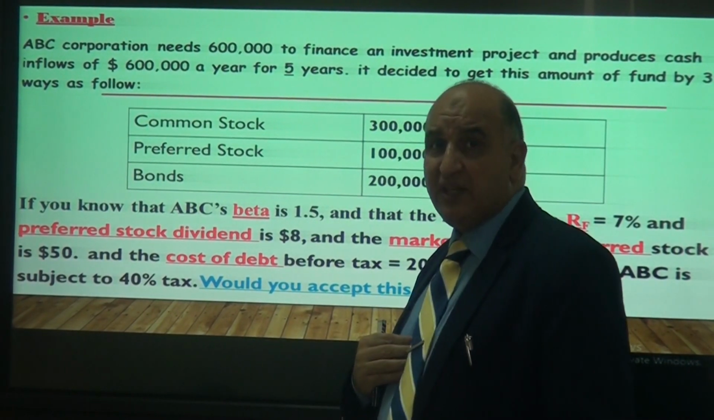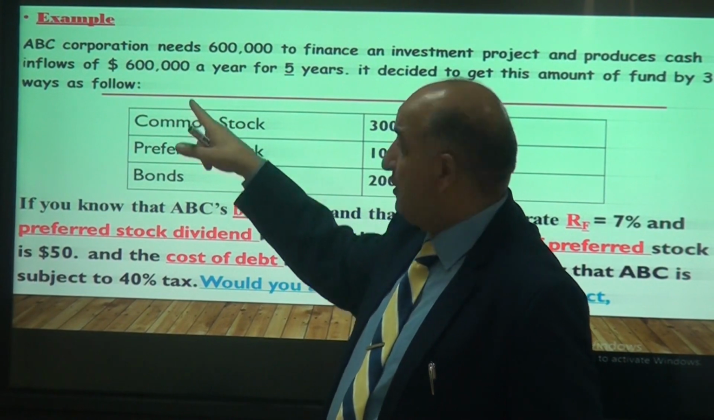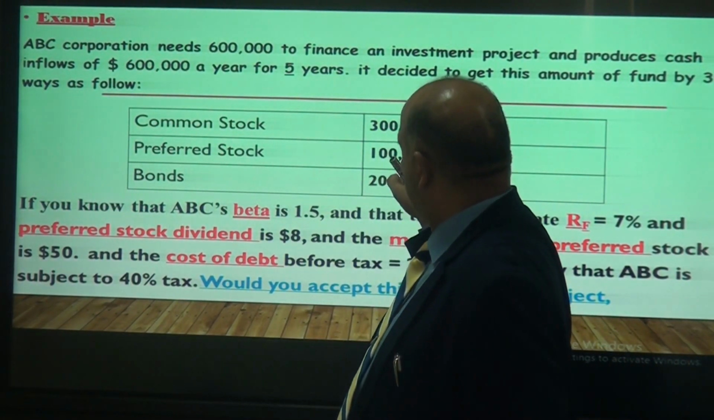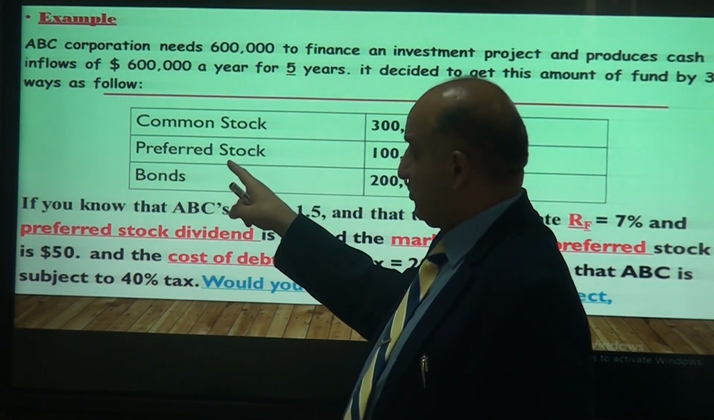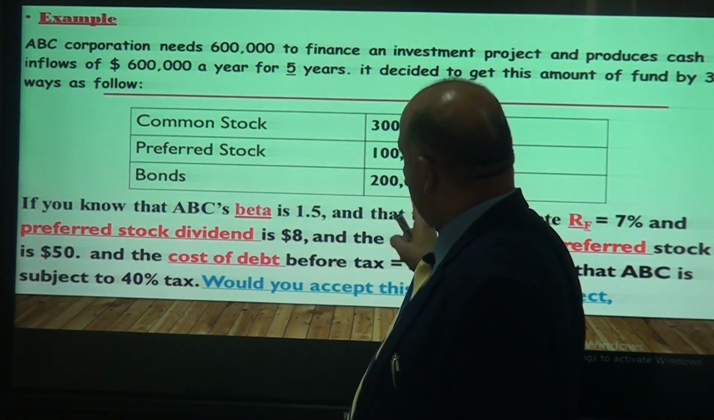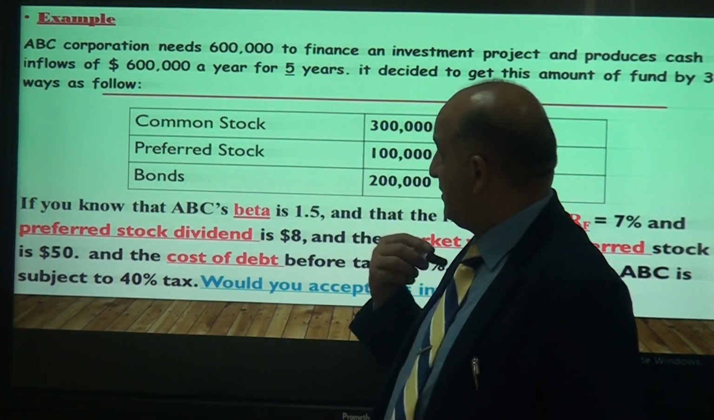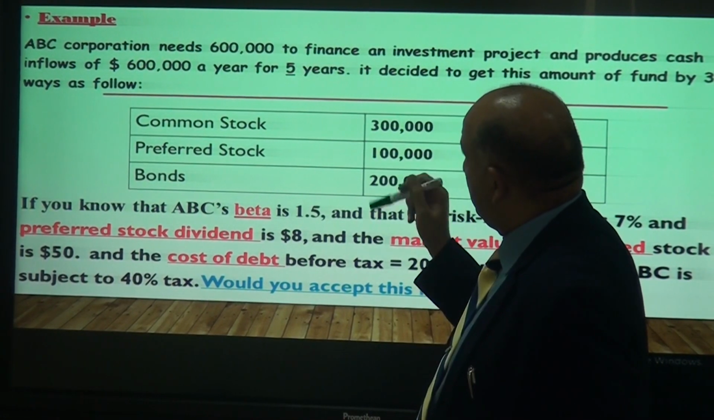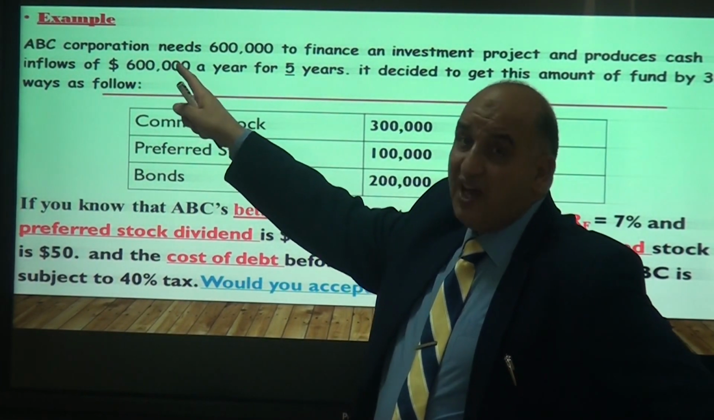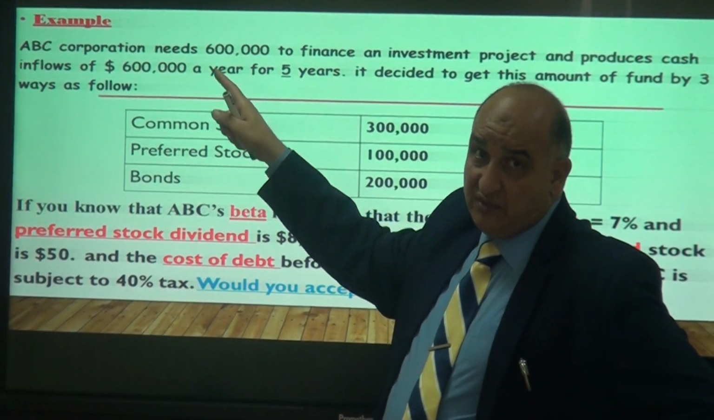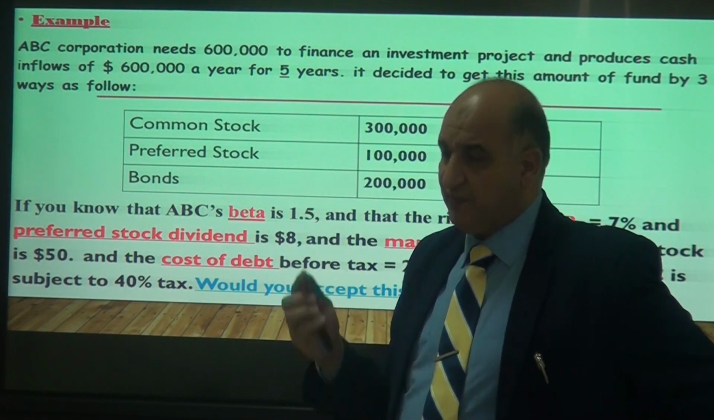And as a company, we decide to get this amount of money: 300,000 from the common stocks, 100,000 from preferred stocks, 200,000 from bonds. So, first, we need to know, if we will get this value of money, 600,000, from these sources, it costs us how much?